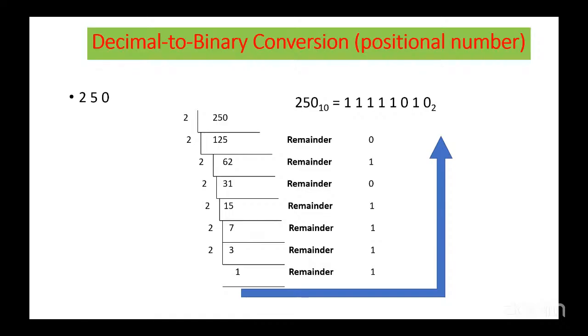Always write the remainders from bottom to top. What are the remainders? Write it down. How many ones are there? 1, 2, 3, 4, 5. Five ones, then 0, 1, 0. Base 2, this is the number.